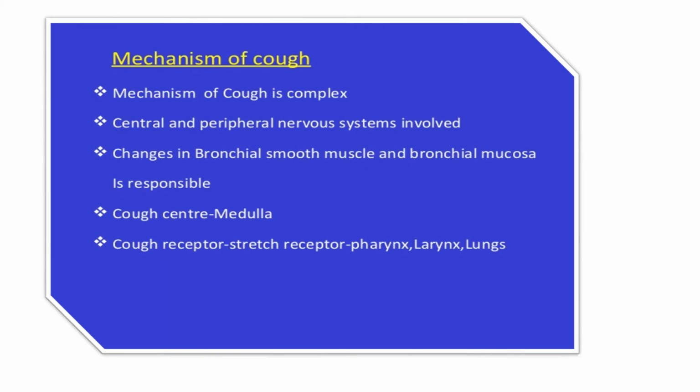Coming to the mechanism of action of cough. The cough mechanism of action is a complex mechanism. It has central and peripheral nervous system involvement. Any changes in the bronchial smooth muscles and the bronchial mucosa will be responsible for the production of cough. The cough center is present in the medulla, and when there is a stretch in the receptors present in the pharynx, larynx and lungs, it stimulates the central receptor in the medulla, and the response will be a cough.